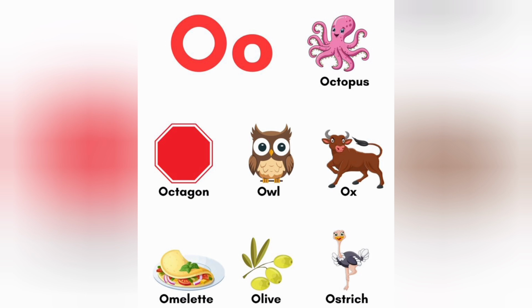Now let's repeat the letter with its sound. O, octopus. O, octagon. O, owl. O, ox. O, omelette. O, olive. O, ostrich.